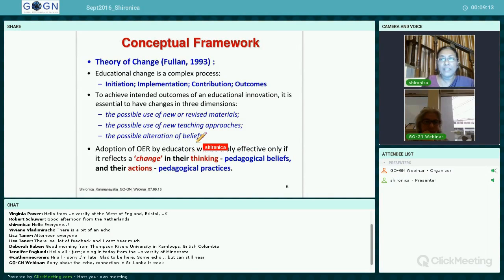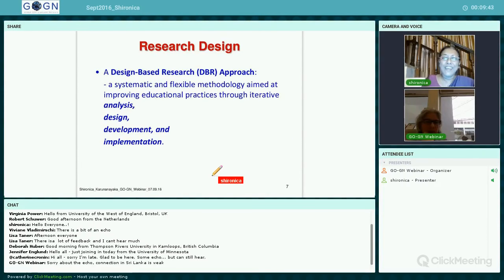But what I want to highlight here is our main focus was this last bullet here, that adoption of OER by educators will be truly effective only if it is a change in their thinking and their actions. So thinking, that is what we talk about, pedagogical beliefs, and actions, the pedagogical practices. Okay, now our design, I'm going to talk about the methodology.